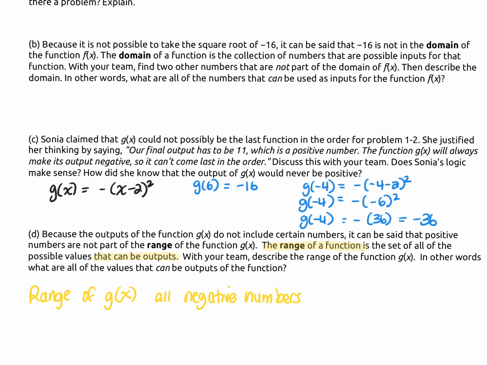And this time, when we're talking about outputs, we're thinking in terms of x and y. That's our y value. So another way to write this would be that we have to have all numbers for y that are less than 0. And again, we're going to find out ways to write this a little bit better later on.